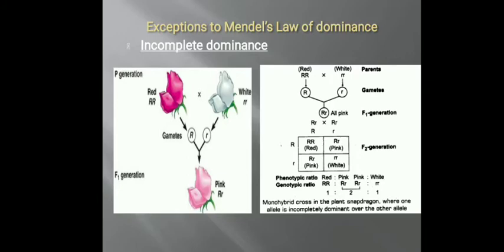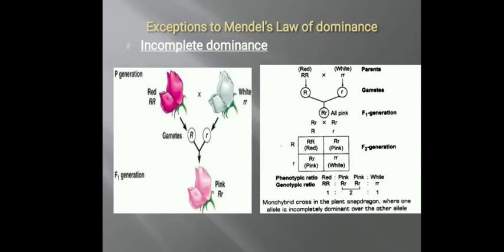Now if you look at the cross in F2 generation, if this pink flower is selfed, in F2 generation we get one red, two pink and one white. That is, the phenotypic ratio is 1:2:1. This also deviates from Mendel's ratio. Mendel's ratio was 3:1, in which he got 3 tall plants and 1 dwarf plant, but here 1 red flower, 2 pink flowers and 1 white. So the 1:2:1 ratio is different from Mendel's 3:1 ratio.